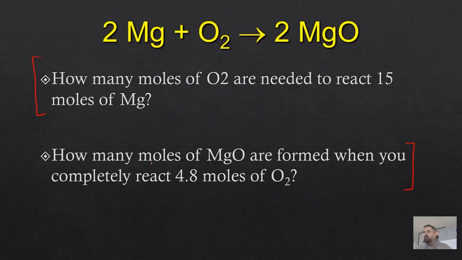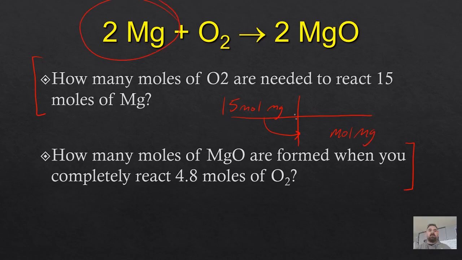This one. So let's take a look at this first one. What is our given information? All right, 15 moles of Mg. Make sure you're writing all this down. So what goes in this box here? Moles of Mg. That's the important thing.